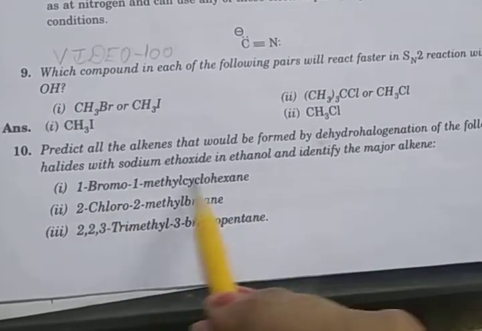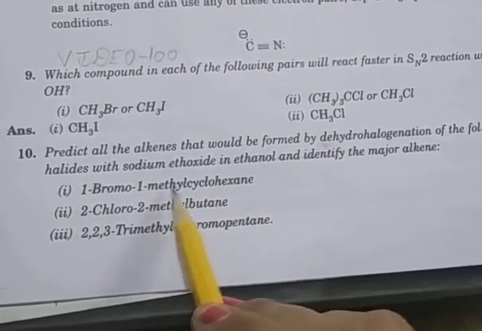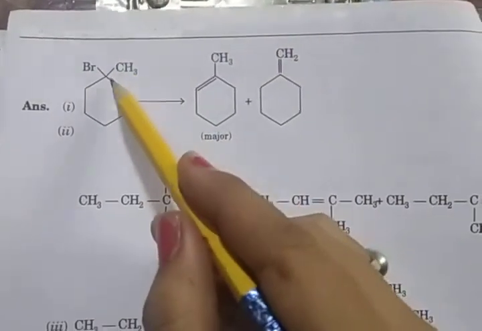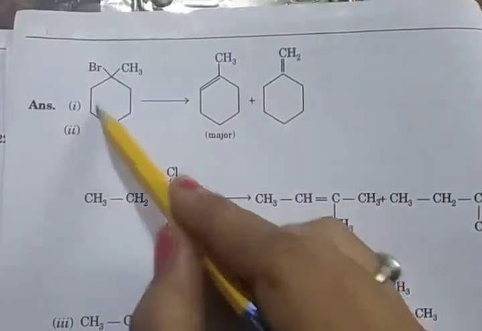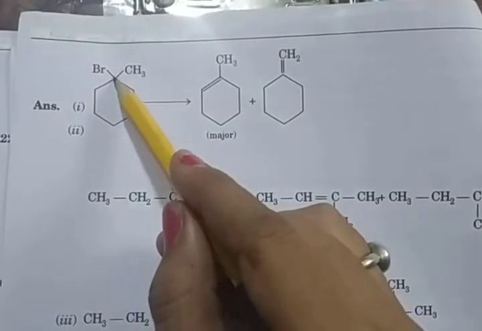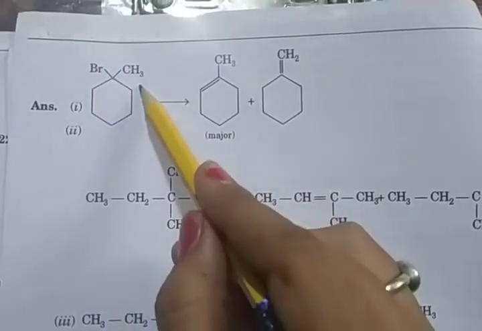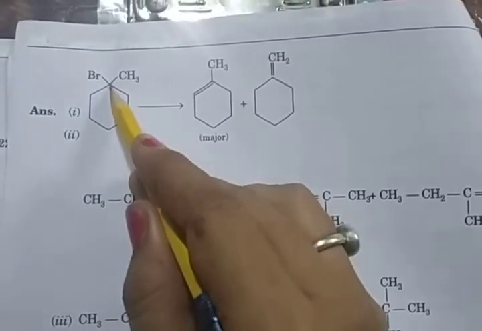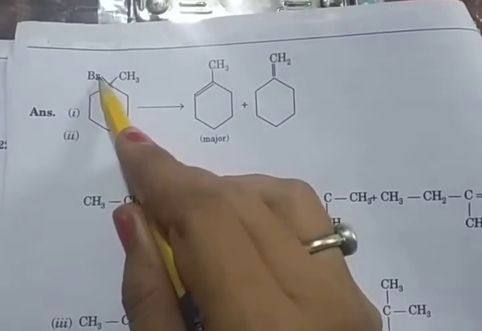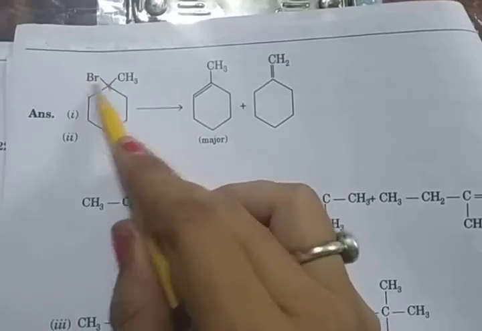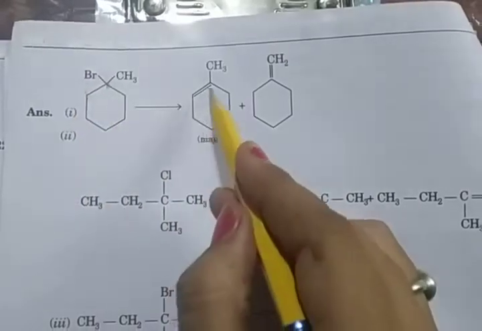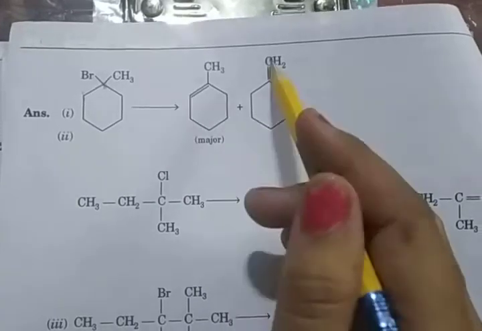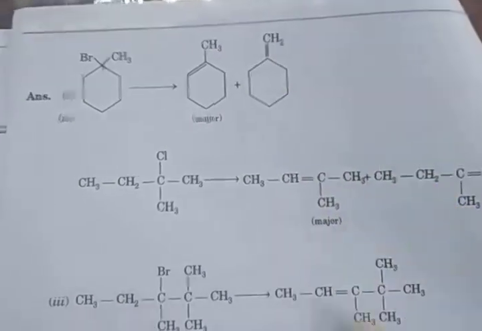We have to use this compound, 1-bromo-1-methylcyclohexane. This is the number 1 carbon, and the halogen is attached to this carbon. So Br goes out, and here a double bond is formed. This is the major compound formed, and this other compound is the minor one.